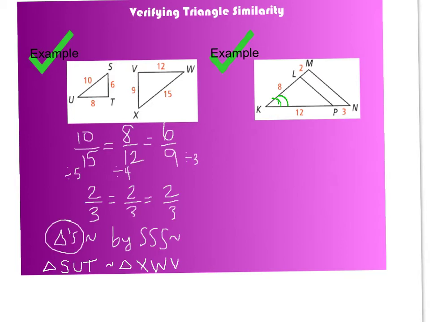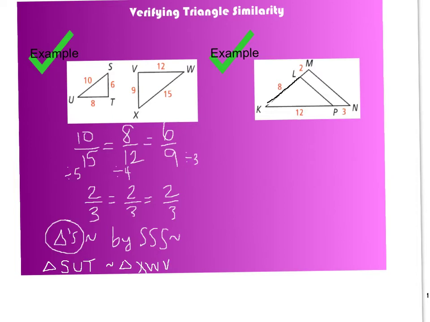What I have to do is make sure that these side lengths are proportional. So for my small triangle, I'm going to use 8. Oops. Darn it. Let's go back. I'm going to draw that side back in there because I erased it. That was weird.